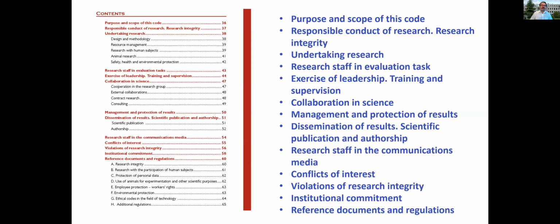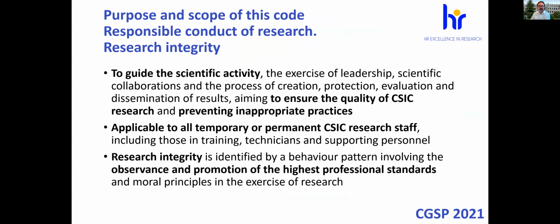So the contents of this code review all aspects of the scientific activity. So let's have a look quickly at the different aspects that we have included in this new and updated code. At the beginning, the purpose and the scope of this code is to guide the scientific activity to ensure the quality of the CSIC research while preventing inappropriate practice.